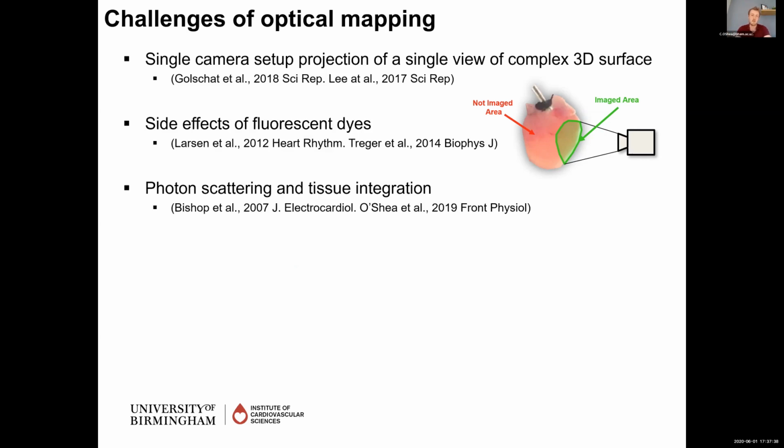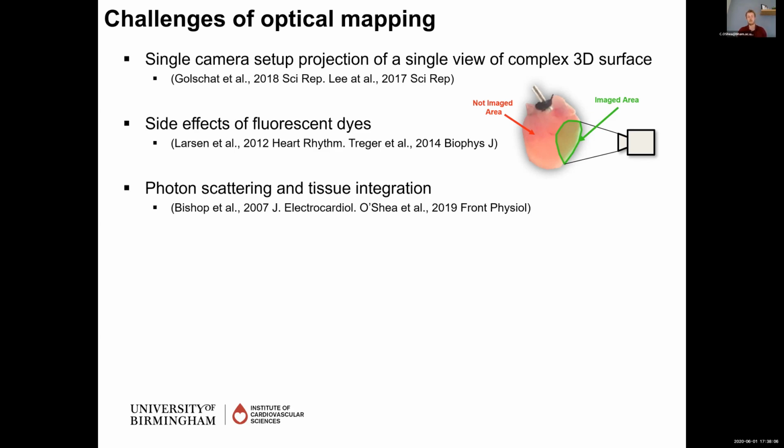Another challenge of optical mapping is the intrinsic nature of using light to interrogate biological tissue. This can be in the form of side effects of fluorescent dyes, so people report things like conduction slowing with these fluorescent dyes and so on. There's also the fact that light will interact with the tissue. We get phenomena such as photon scattering and tissue integration, which can effectively blur optically recorded action potentials and can mask very subtle changes in, for example, action potential morphology.